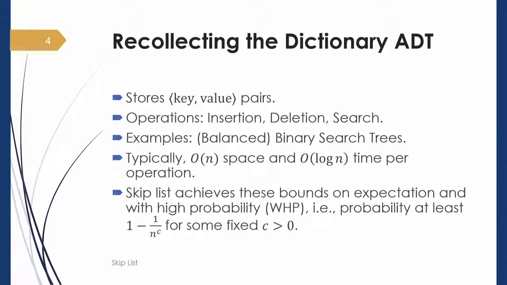To understand skip lists, let us first recollect what a dictionary ADT is. It is an ADT that can store key value pairs, and the key is what is used for searching. You can search, you can insert a new key value pair, you can delete an existing key value pair, and so on. You probably have seen dictionary ADTs in the context of binary search trees, and also possibly balanced binary search trees.